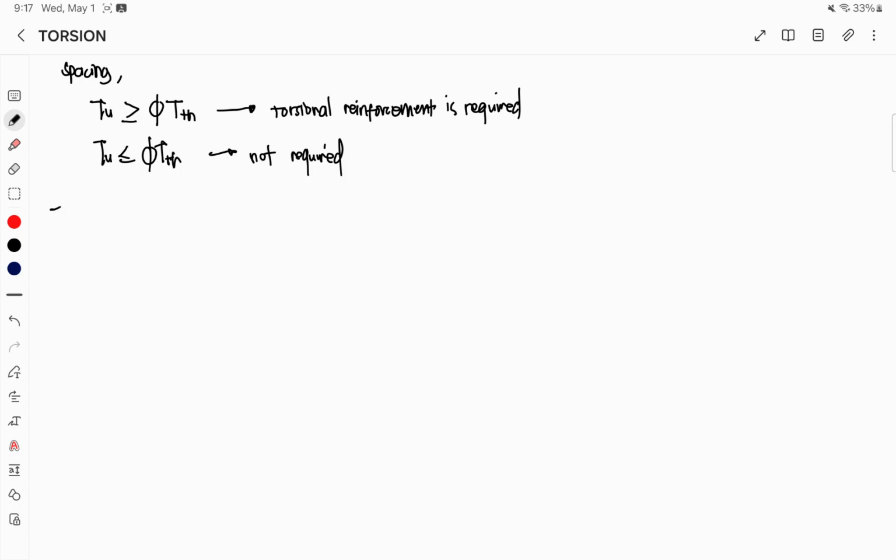So first, we have to solve for the value of Tth, or the torsional threshold, which has a formula. Since it is phi Tth, we will be putting phi also in the equation: 1/12 lambda square root of fc prime times the value of Acp squared all over Pcp. So what are this Acp and the Pcp?